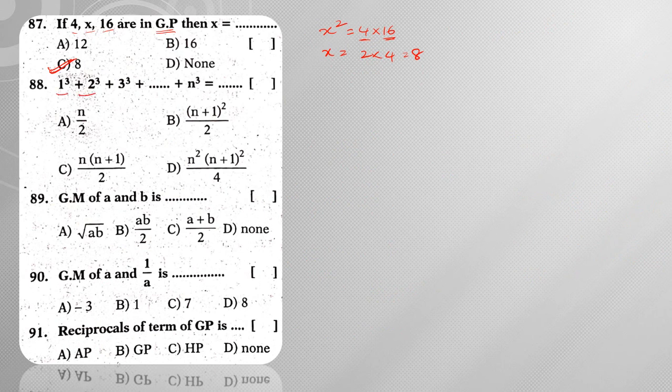Next, 1 cube plus 2 cube plus 3 cube plus so on n cube. So this is nothing but the sum of cubes of first n natural numbers. The sum of cubes of first n natural numbers is given by the formula n square into n plus 1 whole square by 4. So this can also be written as n into n plus 1 by 2 whole square. Already we know n into n plus 1 by 2 is nothing but summation of n.